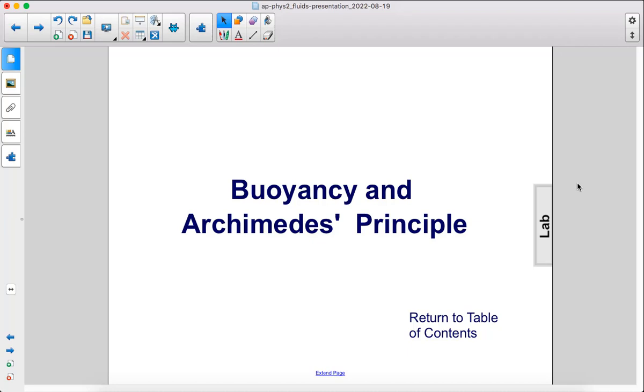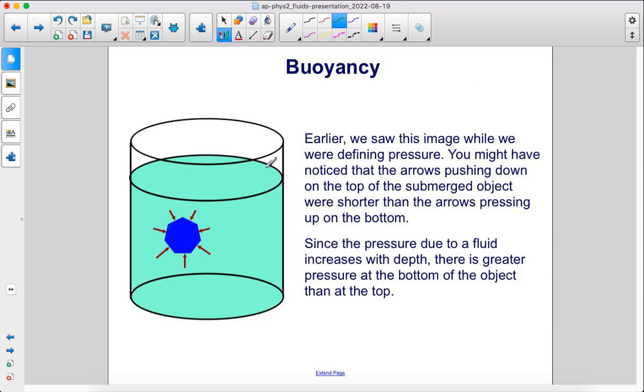Buoyancy and Archimedes' principle. Earlier, we saw this image while we were defining pressure. You might have noticed that the arrows pushing down on the top of the submerged object were shorter than the arrows pressing up on the bottom. Since the pressure due to a fluid increases with depth, there is greater pressure at the bottom of the object than at the top.